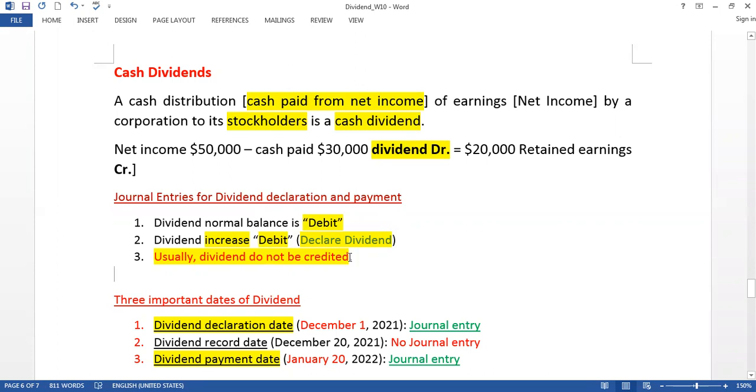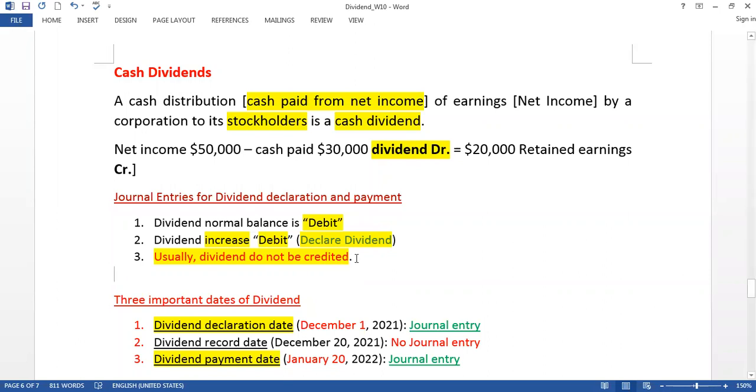Usually dividend do not have credit balance, because net income is your money. I give it to you, right? And I cannot ask you, please give the money back, because this is your money. I already give it to you. And when I give the money to you, I already record dividend debit. Clear?